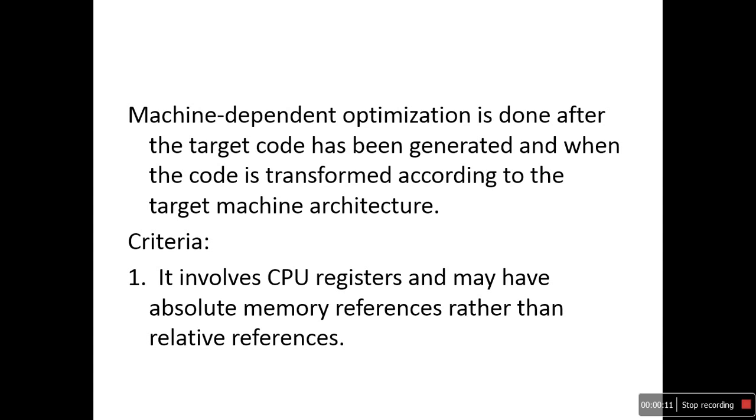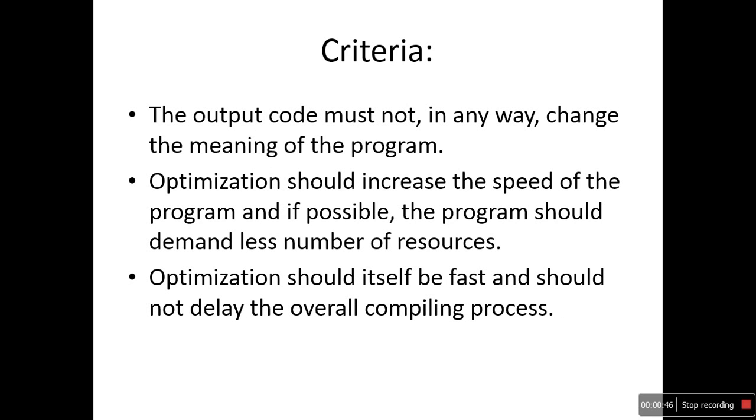Basically, machine dependent optimization is done after the target code has been generated, when the code is transformed according to the target machine architecture. Now we are going to look at the criteria for achieving machine dependent optimization. The first criteria is that it involves CPU registers and may have absolute memory references rather than relative references. Machine independent optimization involves relative references, but machine dependent optimization varies from that because it involves absolute memory references rather than relative references.